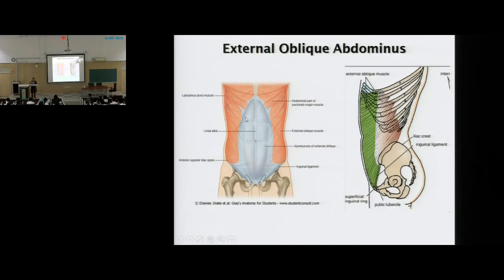From all these areas. It is the outer surface of the lower 8 ribs, and it is going to originate from the iliac crest, the outer lip of the iliac crest, at the level of linea semilunaris. What is linea semilunaris? It is the imaginary line which separates the rectus abdominis from the other oblique muscles, or you can say the other lateral muscles of the abdomen.